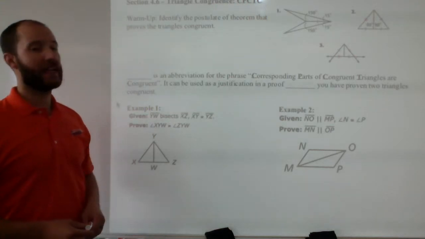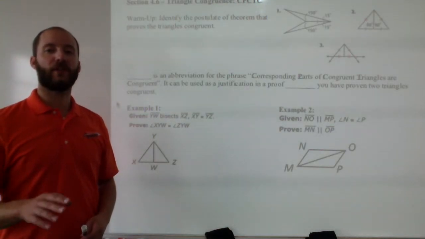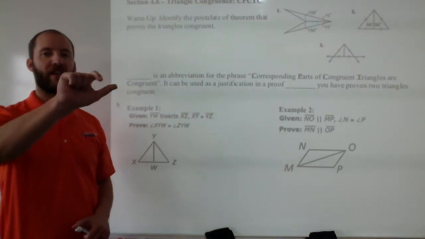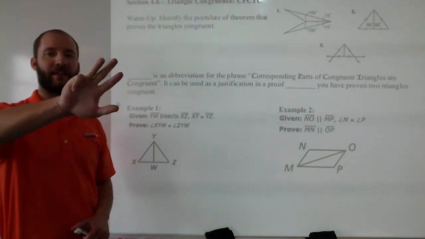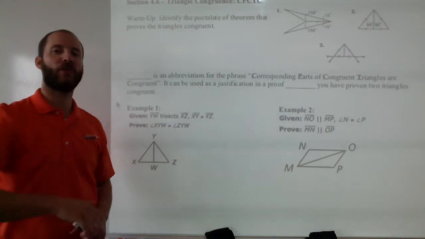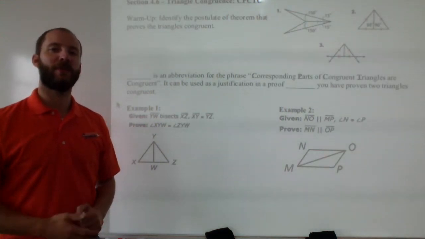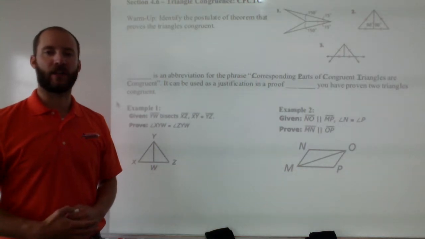First, this warm-up. Take a moment to pause the video and look at those 3 examples. Out of your 5 options, side-side-side, side-angle-side, angle-side-angle, angle-angle-side, and HL, how could you get those 3 triangles to be congruent? Take a moment, check my completed notes, and then start the video up again.